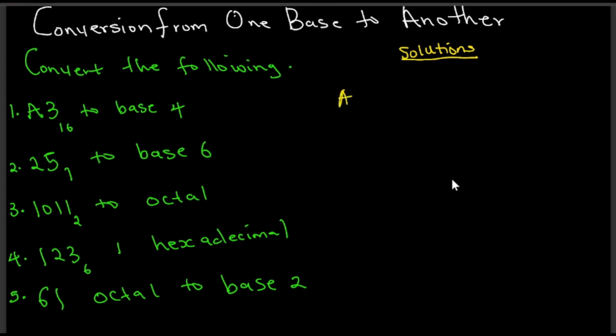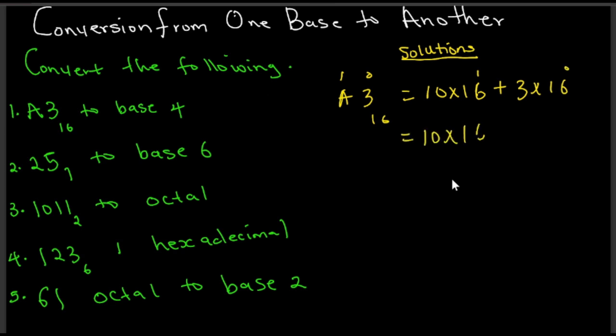So let's work that again. A3 base 16. First, we'll convert it to base 10. If you've not seen the video on conversion to base 10, check it out in the playlist. Converting to base 10, we give it powers 0 and 1. So this is A, and A is 10. So this is 10 times 16 to the power of 1 plus 3 times 16 to the power of 0. 16 to the power of 1 is 16, and 16 to the power of 0 is 1. So this equals 160 plus 3, which equals 163 base 10.